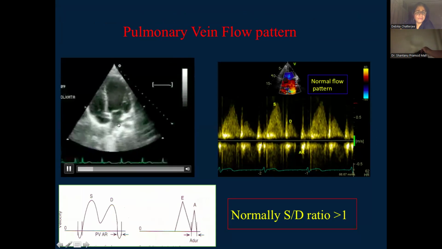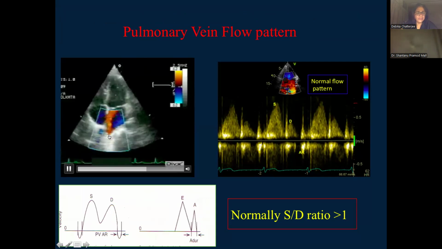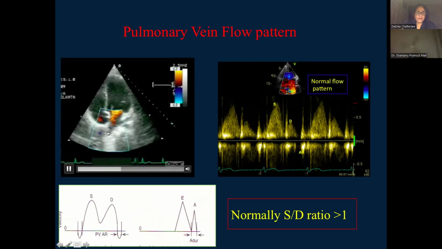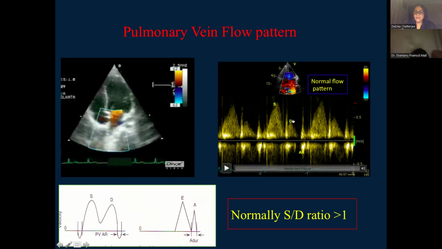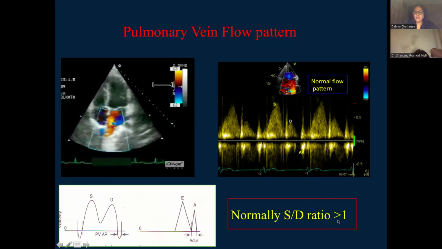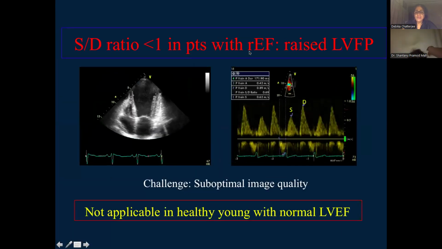In the apical 4-chamber view, it's difficult to image the pulmonary vein because it's a posterior structure, seen in the posterior part of this sector. But nowadays you can get it with good machines. You place the sample volume inside the pulmonary vein, and you get the systolic wave and diastolic wave. Normally, the systolic wave is more than the diastolic wave, with a ratio more than 1. But if the patient has reduced ejection fraction, you may get a systolic wave less than the diastolic wave. The ratio is altered, so the ratio is less than 1.